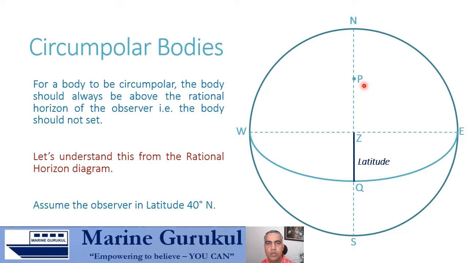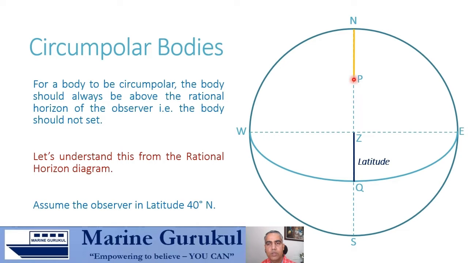Now in this diagram, let's assume some celestial bodies of different declinations and see whether they become circumpolar for this particular observer or not. Let us first assume a body with a declination opposite to the latitude. The latitude in this case is north, so let's assume a body having a southerly declination.